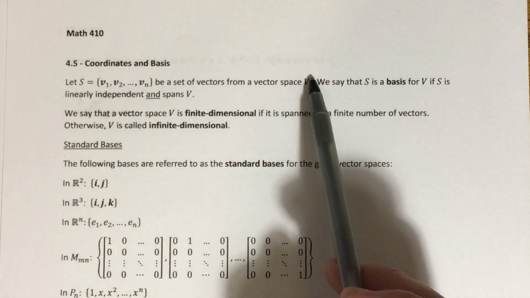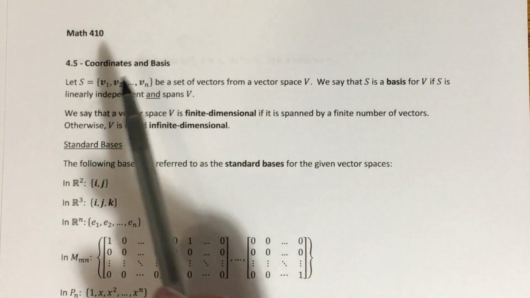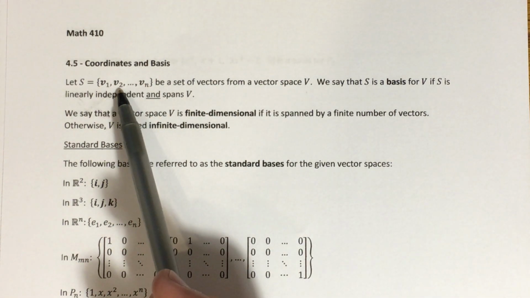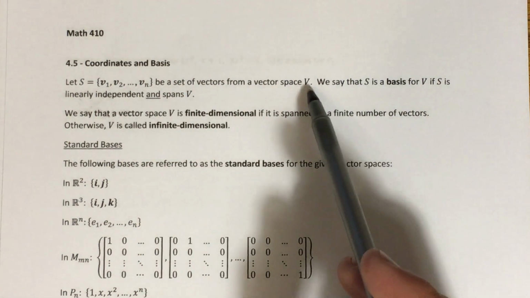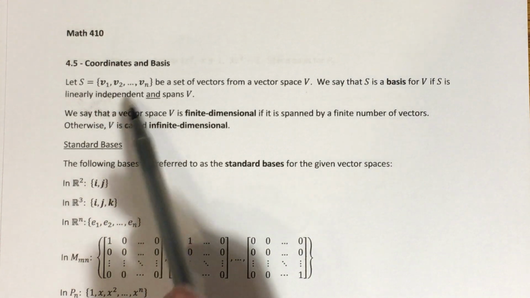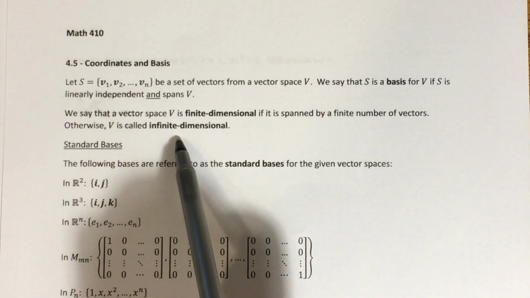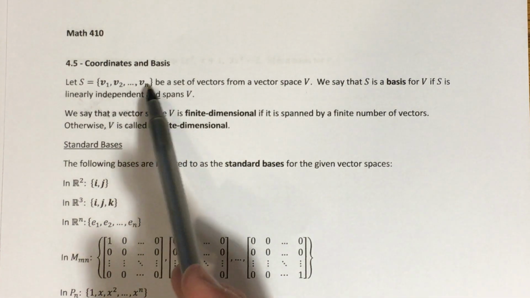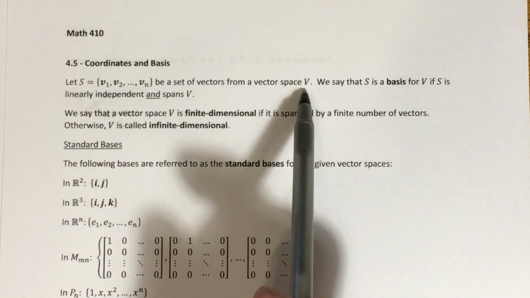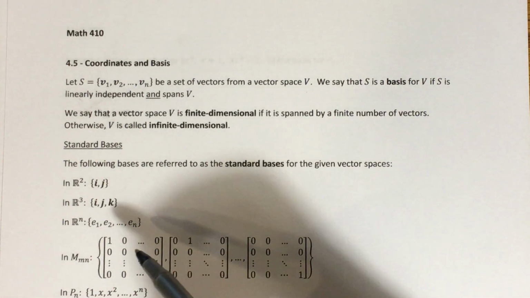So if V had a basis, or at the very least was spanned by some finite set like this, then we would say that V is finite dimensional. But otherwise, if that wasn't the case, we would say that V is infinite dimensional. In other words, if there were no finite set that spans the entire space V, we call that infinite dimensional. In section 4.6, we're going to be much more specific about what we mean when we talk about dimension.